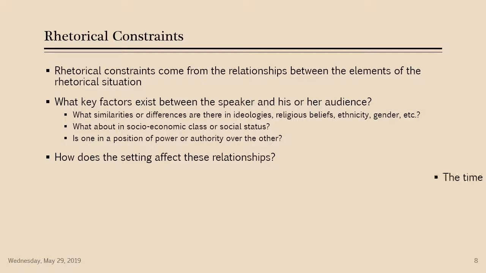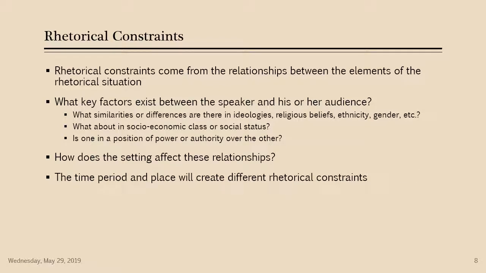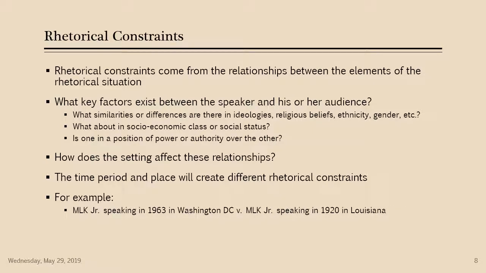We need to ask ourselves how setting affects these relationships, because the time period and the place will create different rhetorical constraints. For example, think back to Martin Luther King Jr.'s speech. He delivered that speech in 1963 in Washington, D.C. Now, think about it again if he had been somehow transported back in time. Let's say he tried delivering that same speech in 1920s Louisiana.